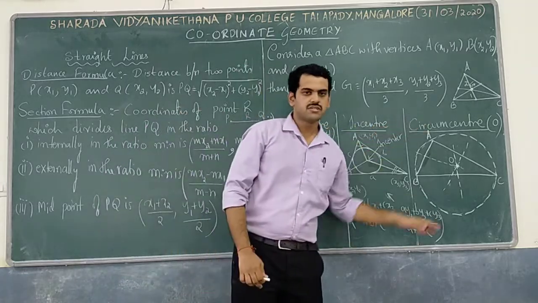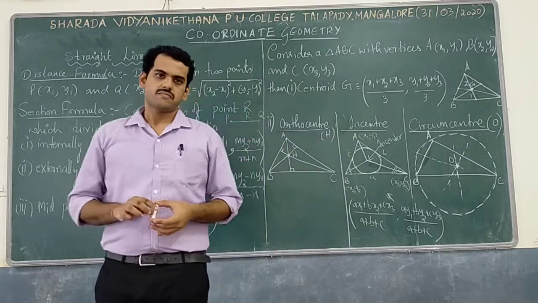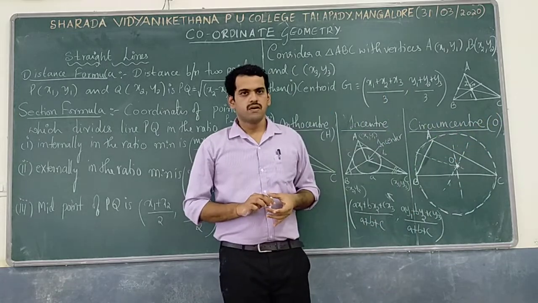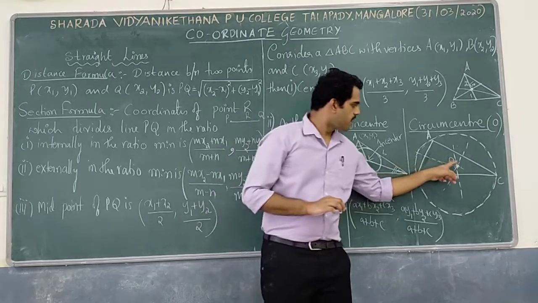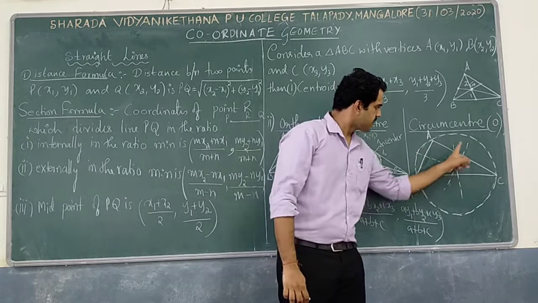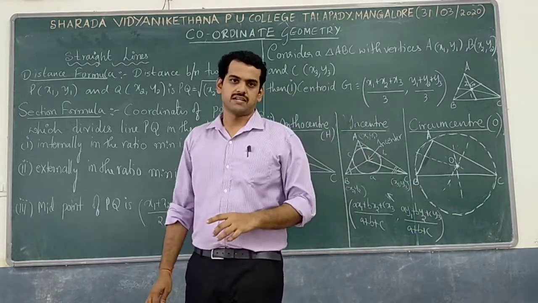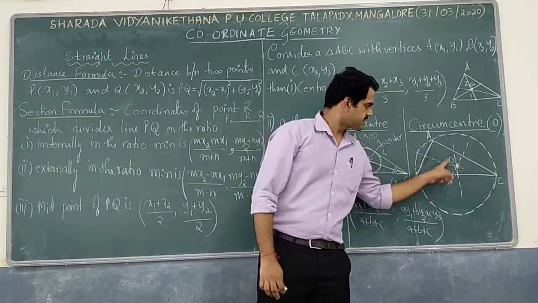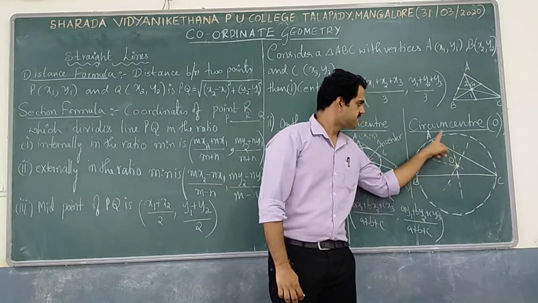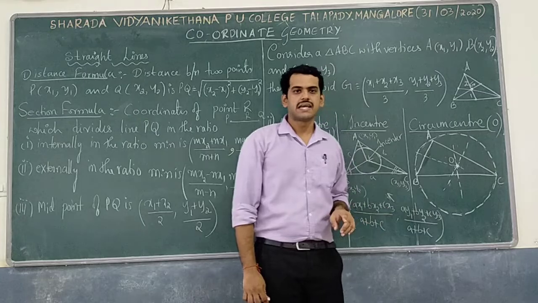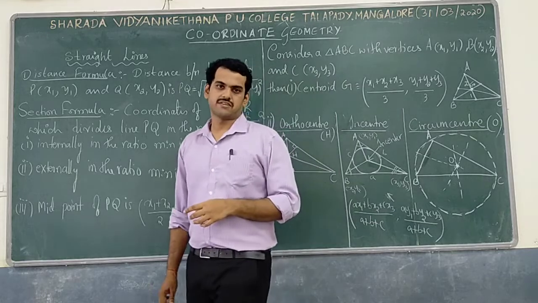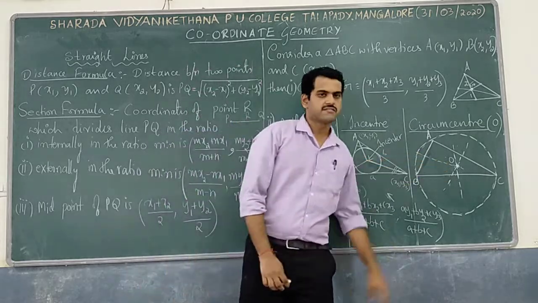Coming to the last definition, that is circumcenter. What is circumcenter? It is usually denoted by the capital letter O, and it is defined as the point of intersection of the perpendicular bisectors of the three sides of the triangle. When we take the perpendicular bisectors of the three sides of the triangle, the point of intersection is called the circumcenter, and with the help of that you can draw a circle which passes through the three vertices of the triangle. So this is called the circumcenter of the triangle.